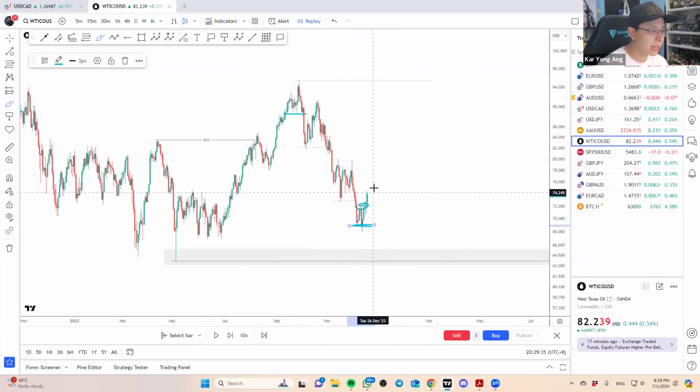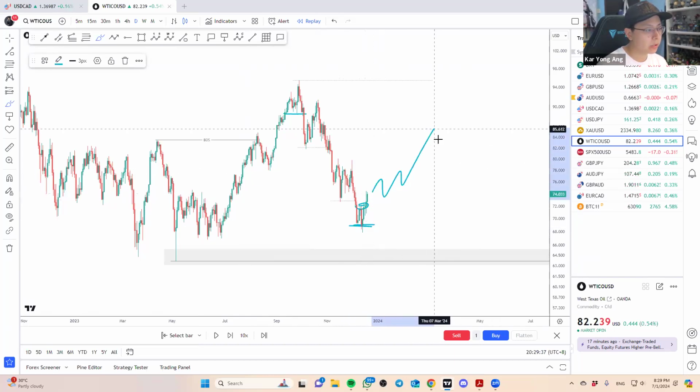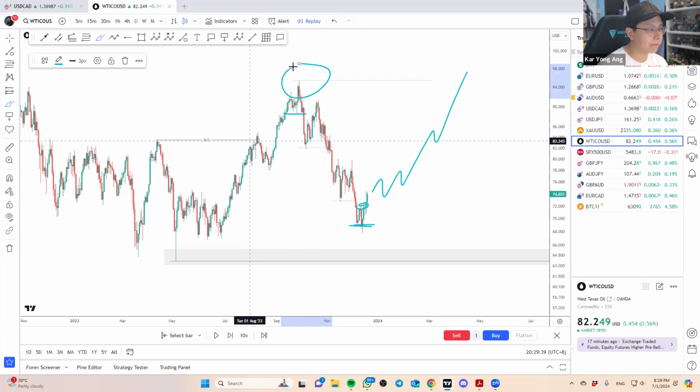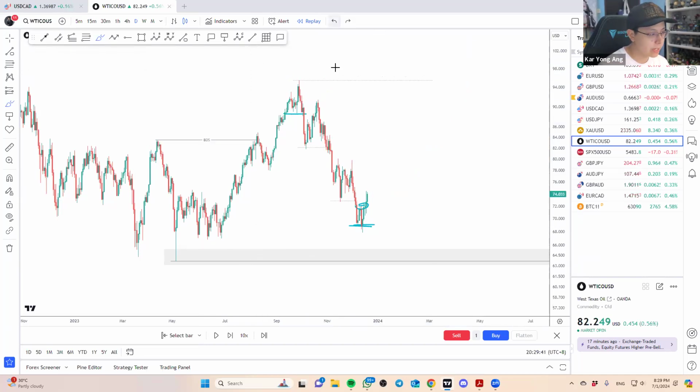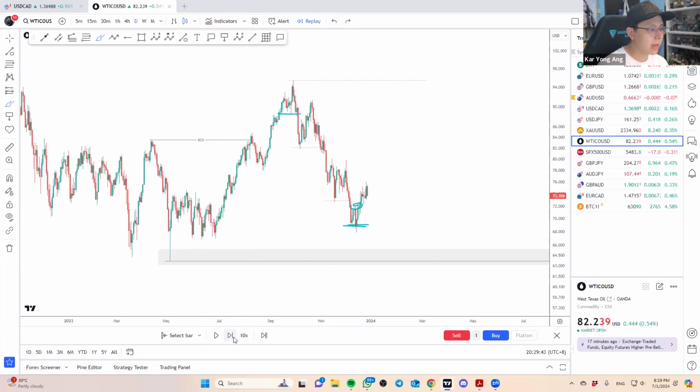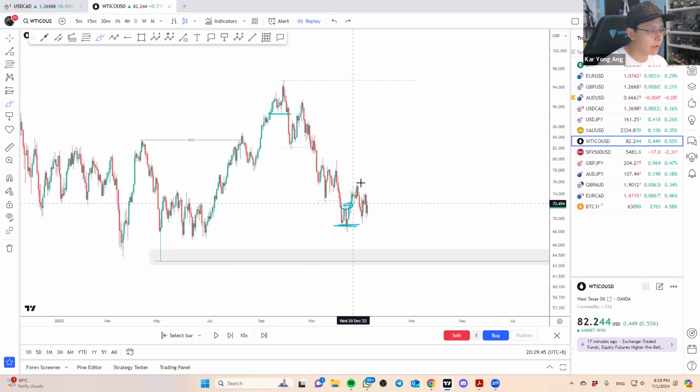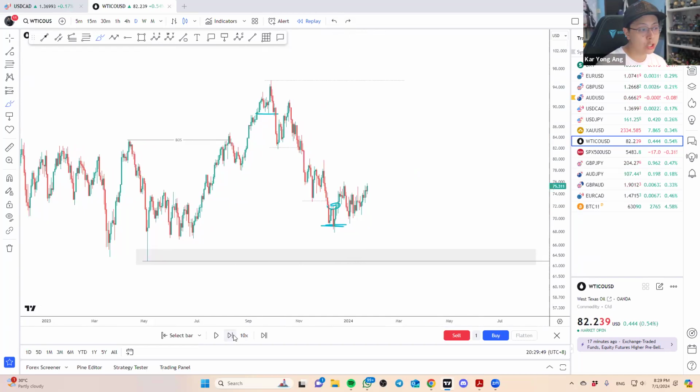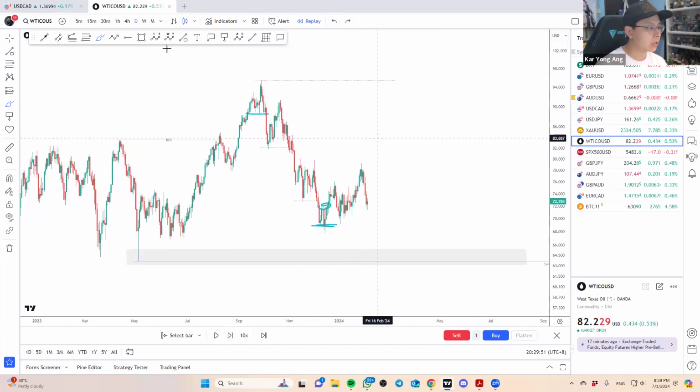If this pullback is done, what do we expect? We expect this to go up and tag this high. We can follow the top process, right? So the market then starts to move higher. So we have a very clear break of structure, change of character. The pullback is potentially completed. The market starts to move higher.